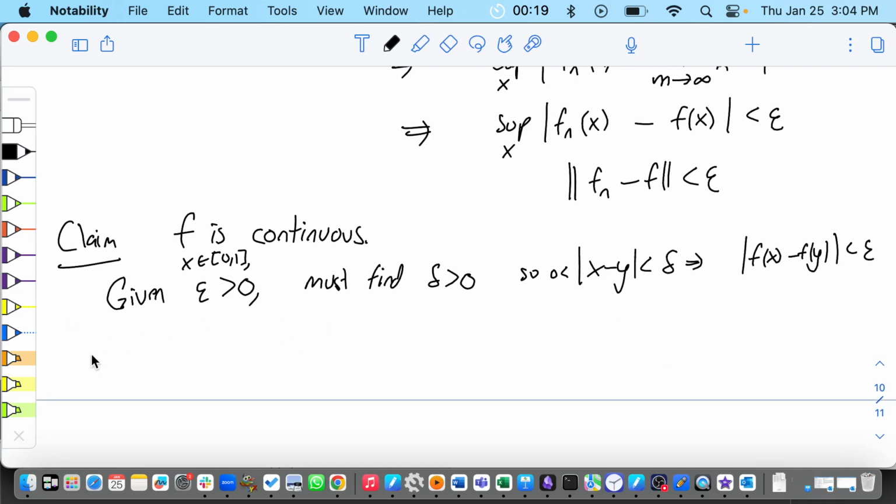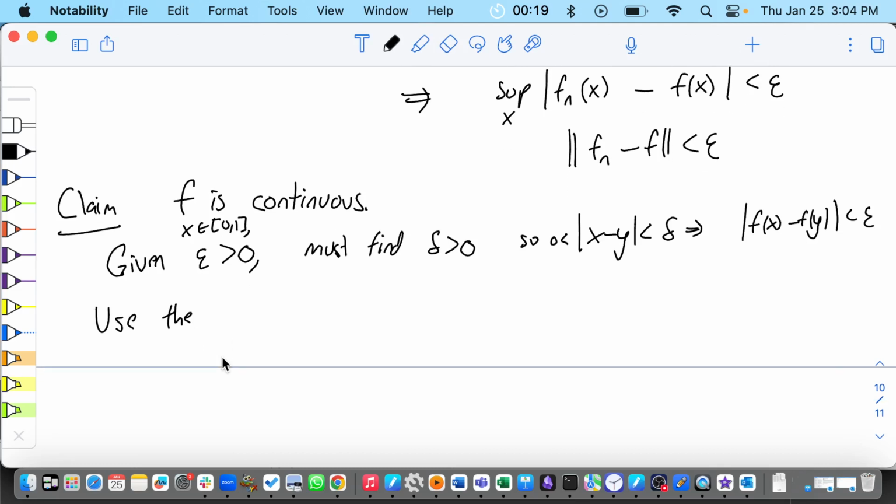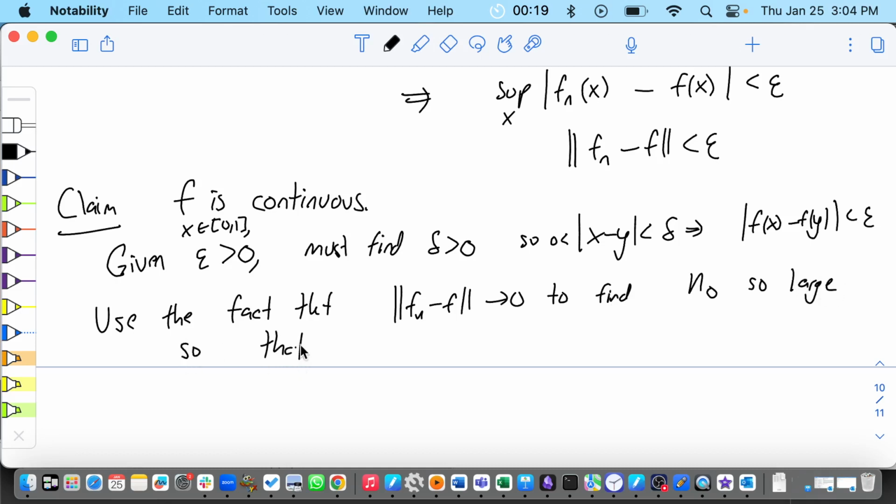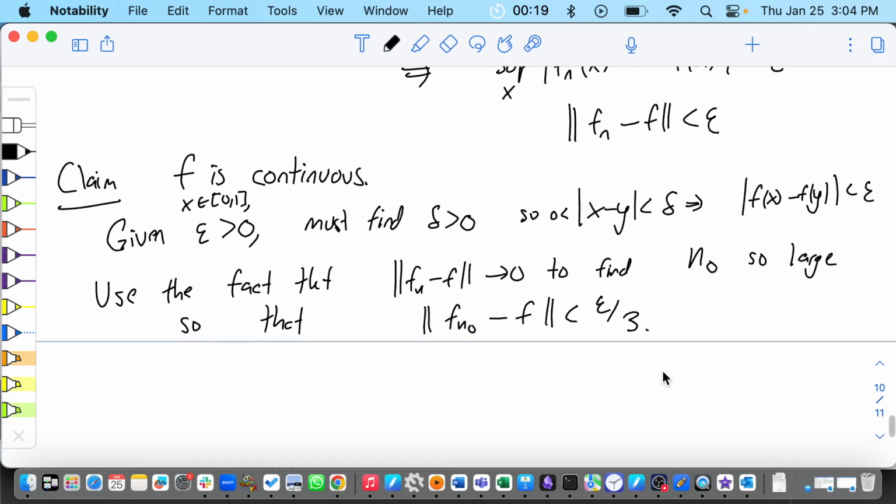So given epsilon greater than 0, let's use the fact that the norm of Fn minus f goes to 0 to find n naught so large that the norm of Fn naught minus f is less than epsilon by 3. So we're going to make an epsilon by 3 error by approximating f by Fn naught, and then we're going to find a delta that works within epsilon by 3 for Fn naught, and then we're going to use the triangle inequality to paste the errors together, and we're going to have an error of no more than epsilon.